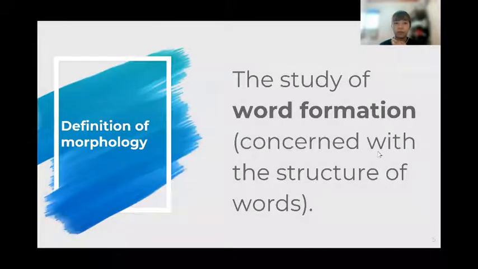So morphology, if you can remember the last topic that we had for the prelim, semantics, we defined it as the study of word meaning. For morphology, it is the study of, or is concerned with, word formation or the structure of words.